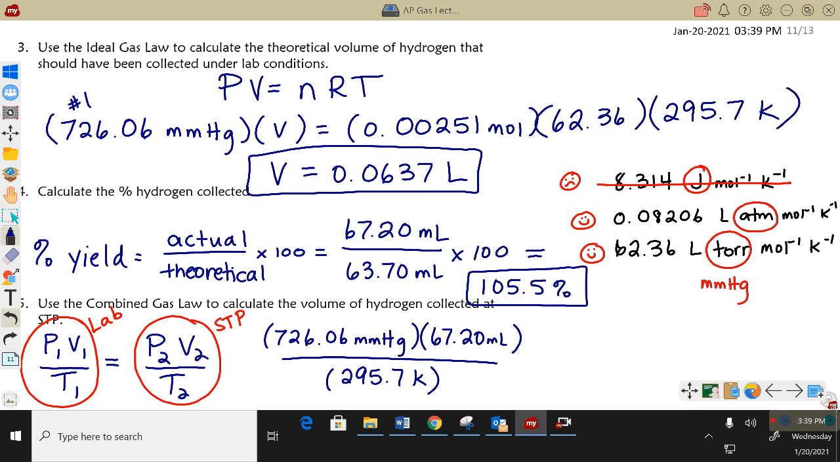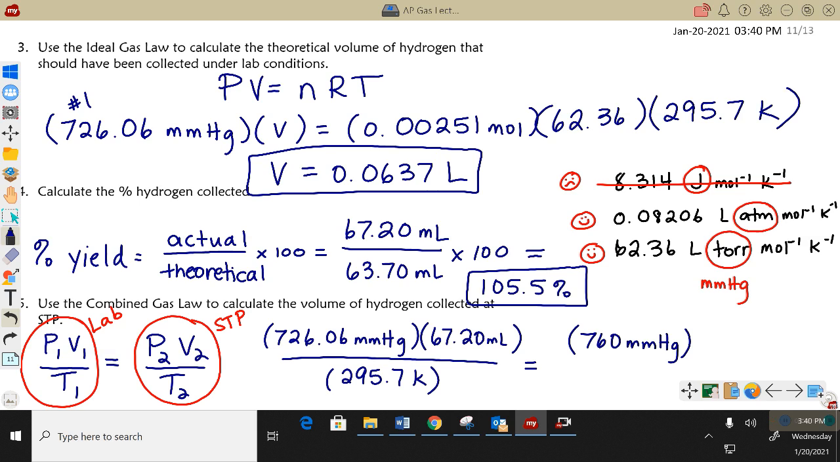All right, so here's all my lab conditions, and now I'm going to set that equal to conditions of STP, which they tell you in the packet. So they'll tell me in the packet the standard temperature and pressure. So we'll go pressure first. They say standard pressure would be 1 atmosphere, but then they also tell you that 1 atmosphere is equivalent to 760 millimeters of mercury. So our lab conditions had a little bit lower pressure.